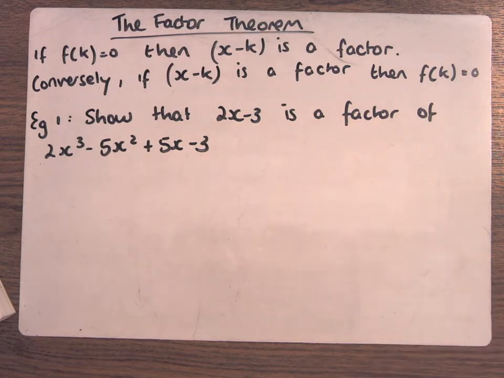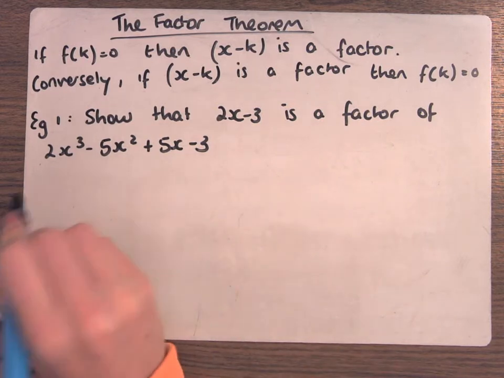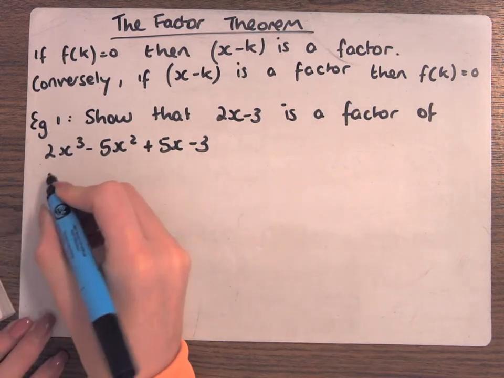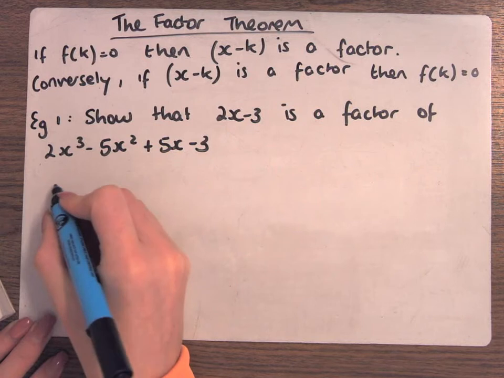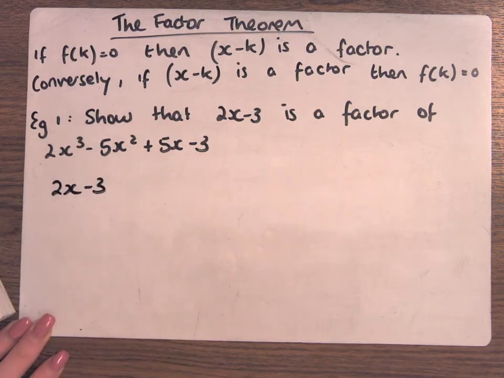How would we usually do this? Show something was a factor. We did long division, exactly. You divide it in and the remainder is 0. It's actually much quicker now to use the factor theorem. So, 2x minus 3 is a factor.